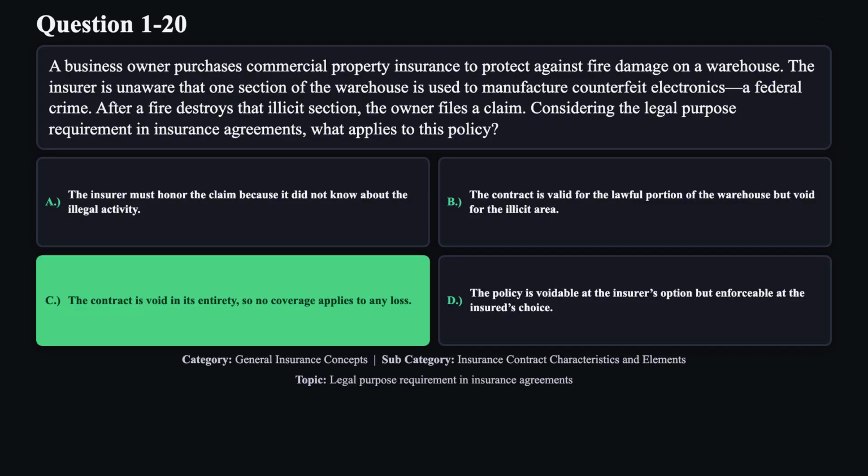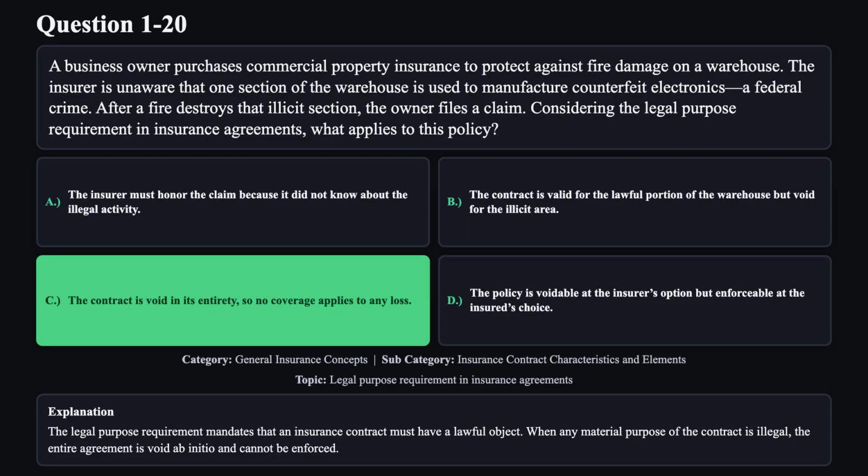The correct answer is C. The legal purpose requirement mandates that an insurance contract must have a lawful object. When any material purpose of the contract is illegal, the entire agreement is void ab initio and cannot be enforced.